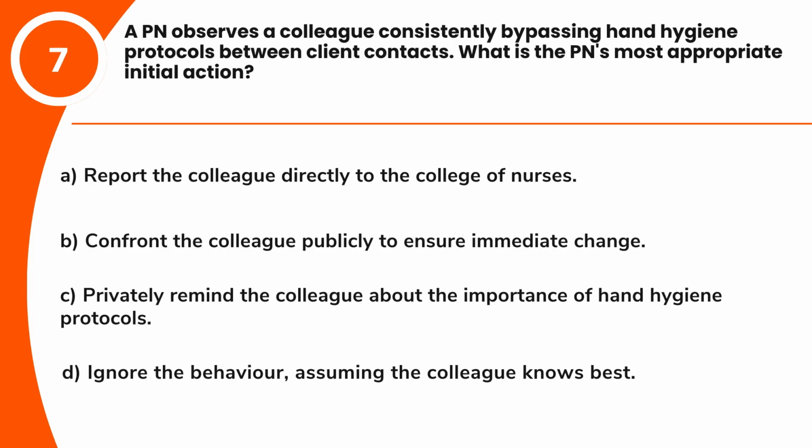Question 7. A PN observes a colleague consistently bypassing hand hygiene protocols between client contacts. What is the PN's most appropriate initial action? A. Report the colleague directly to the College of Nurses. B. Confront the colleague publicly to ensure immediate change. C. Privately remind the colleague about the importance of hand hygiene protocols. D. Ignore the behavior, assuming the colleague knows best.